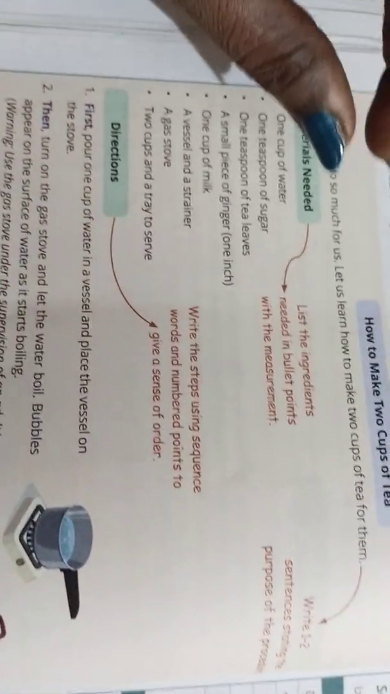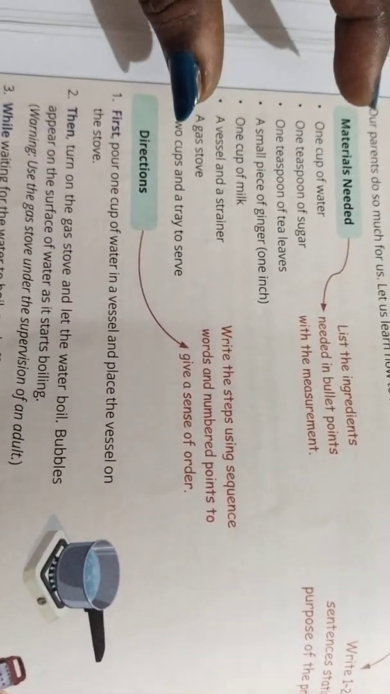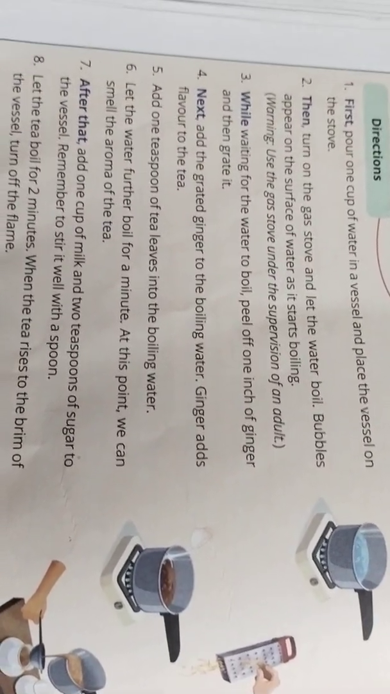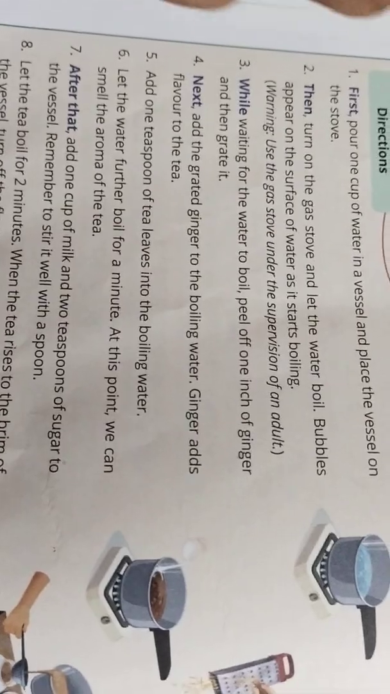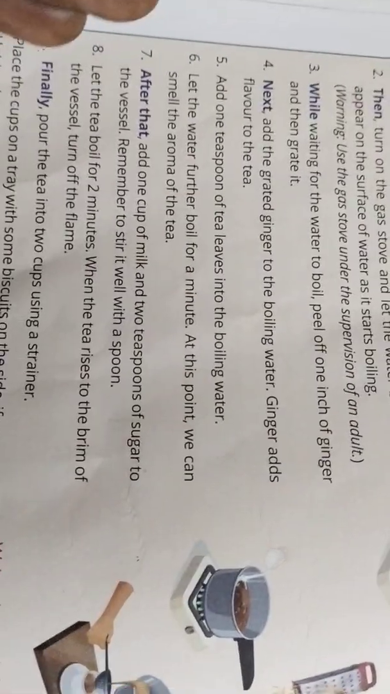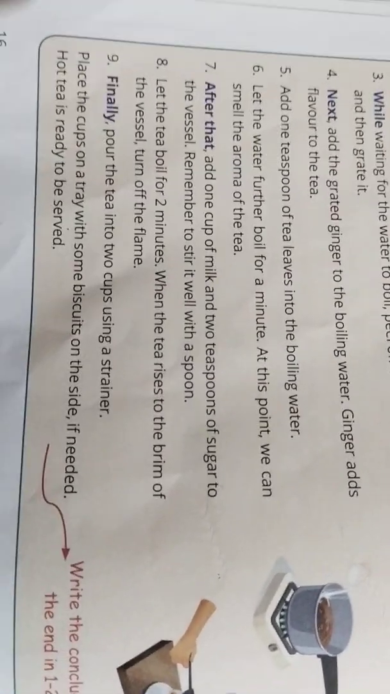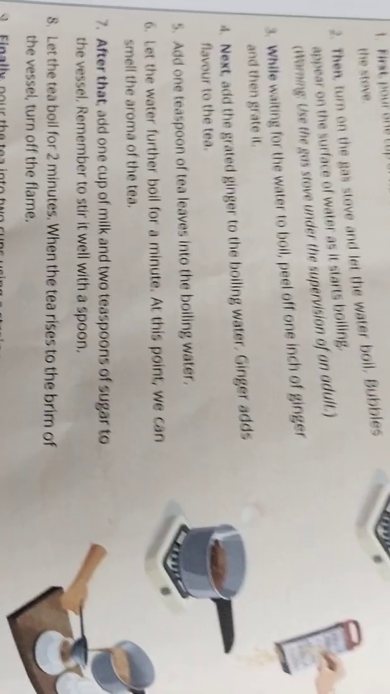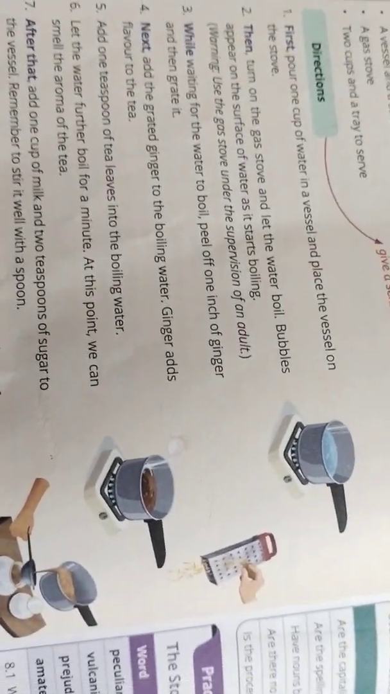With these steps, with this purpose, with this material required, you have to make the procedural writing like this, with the heading, with the introduction, with the materials needed, and you have to write the directions in the sequence order, right? First, then, while, next, after that, finally, and you have to conclude that particular procedural writing. So this is the other one. So today's homework is, you can take whatever you want.